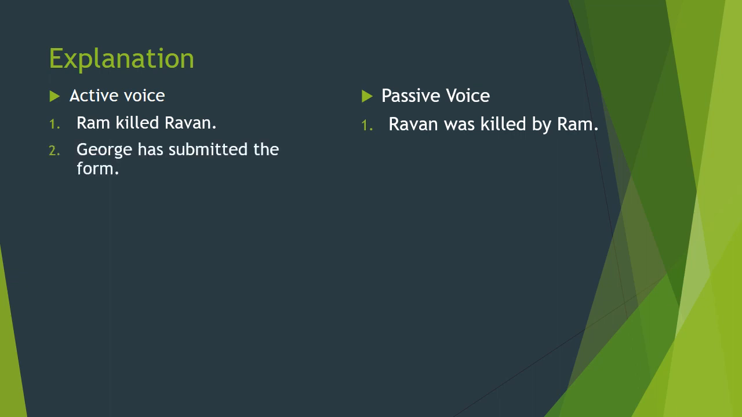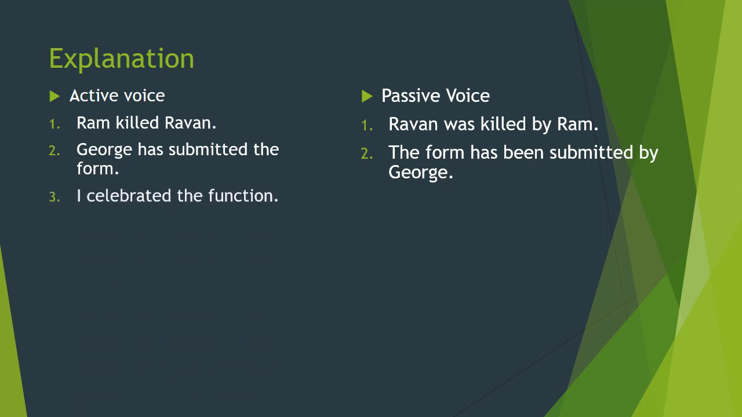Second sentence, George has submitted the form. The subject and the object is to be exchanged. Has submitted will be changing to be form of has submitted will be has been submitted. And the form is in singular, so it will be has been submitted. So the answer is the form has been submitted by George.